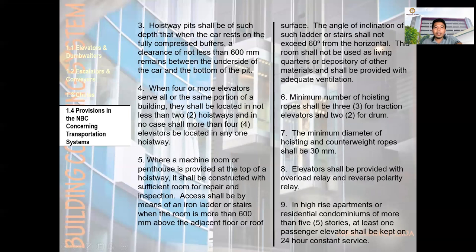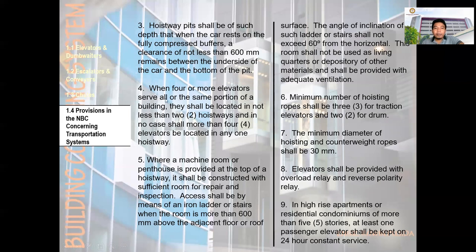Then number three, you have hoistway pits. A pit shall be of such depth that when the car rests on the fully compressed buffer, a clearance of not less than 600 millimeters remains between the underside of the car and the bottom of the pit. So you have a clearance of 600 millimeters from the car to the bottom of the buffer. Okay.